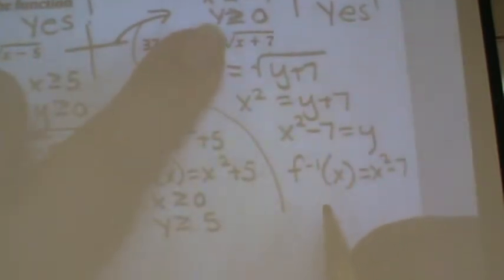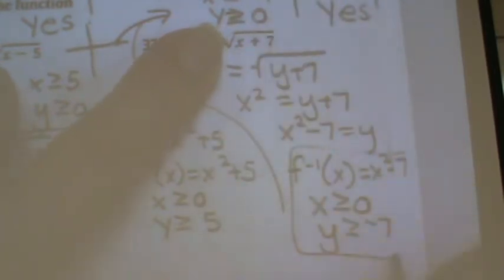Now your domain and range are going to switch. So now x is going to be greater than or equal to 0, and y is going to be greater than or equal to negative 7. So your equation is f negative 1 of x is equal to x squared minus 7. Your domain is x is greater than or equal to 0, and y is greater than or equal to negative 7 is your range. And yes, it's a function.